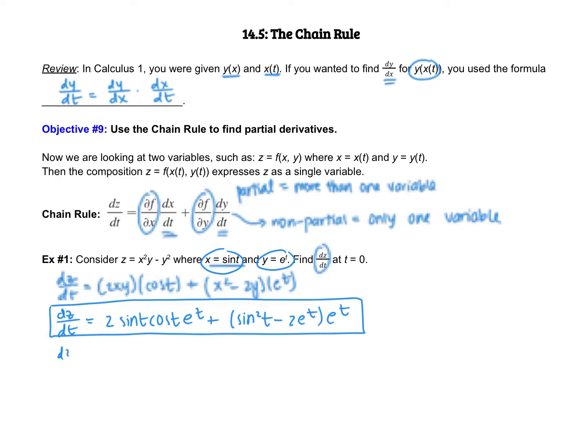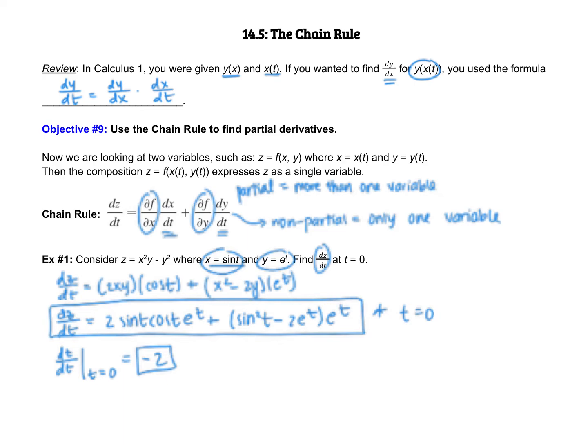And then if I want to evaluate dz/dt at t equals 0, if you trust me, I'm going to tell you that you end up with -2. So all I did was take that line above and substitute in t equals 0. So that's the first example.